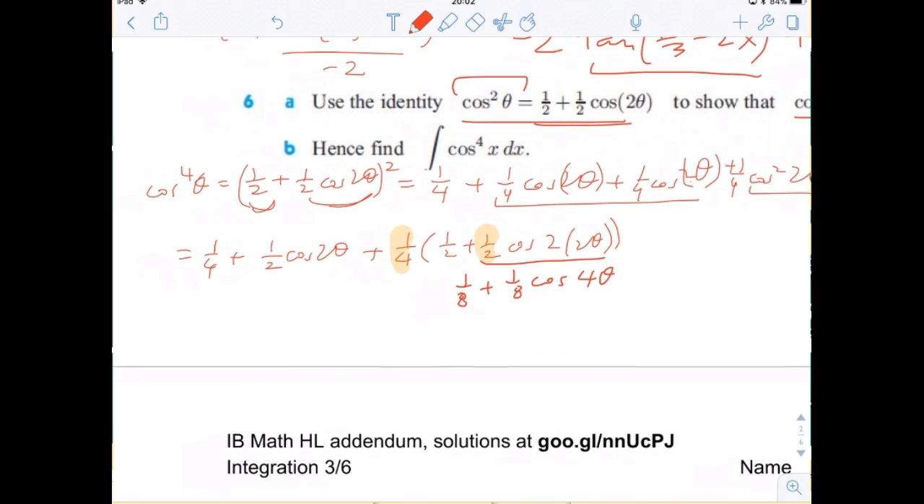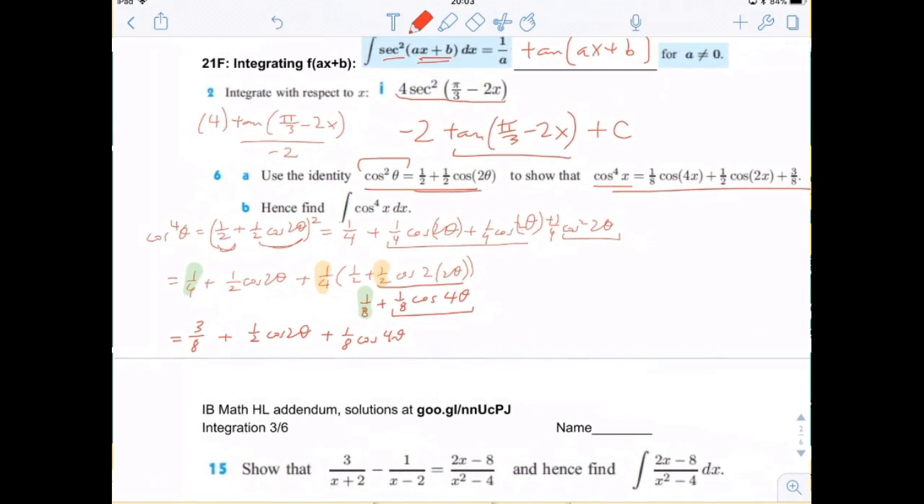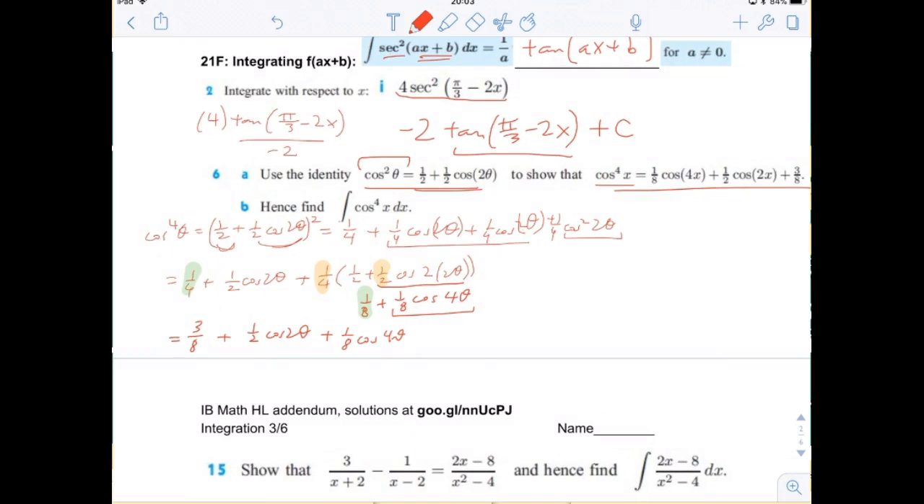And then I have this 1/8 plus this 1/4. 1/8 plus 1/4, that's 2/8 plus 1/8, which is 3/8, common denominator, right? And then the second term is just going to stay the same because I have no other cosine 2 thetas. And the last term is now going to be this part here, which is going to be plus 1/8 cosine 4 theta. And does that match? 3/8, yes. 1/2 cosine 2x, yes. And 1/8 cosine 4x, yes.